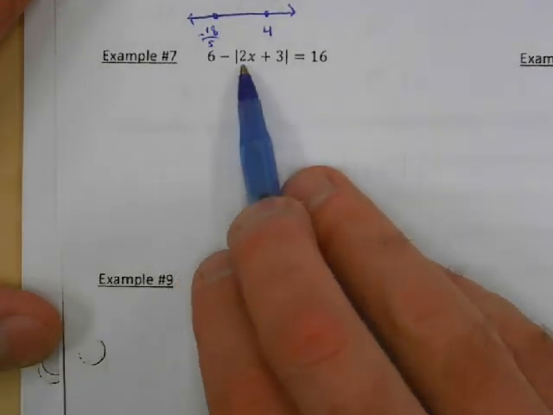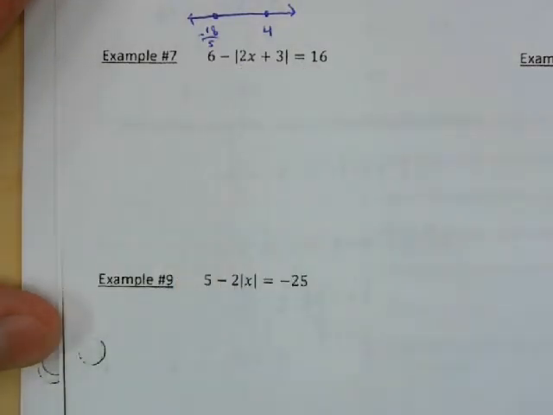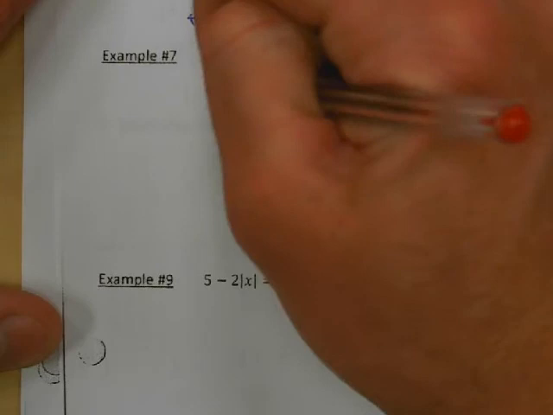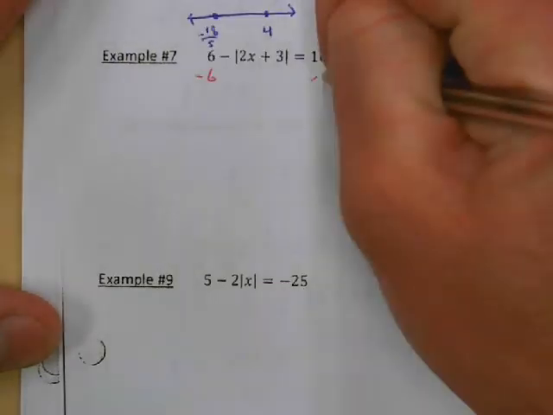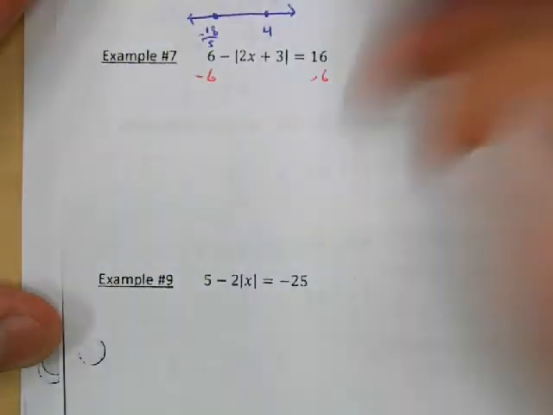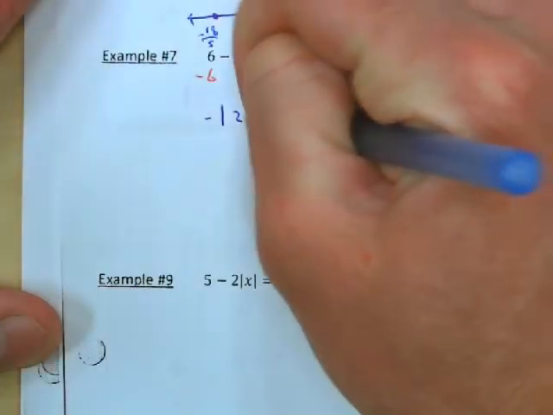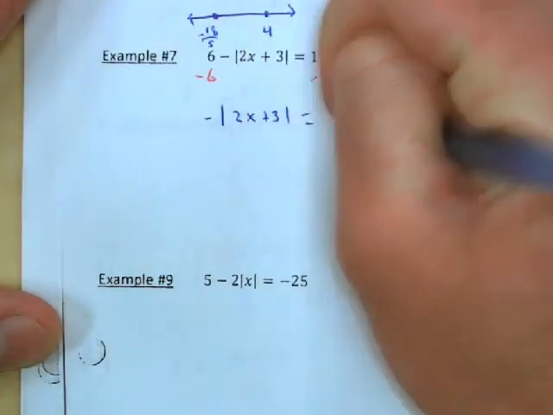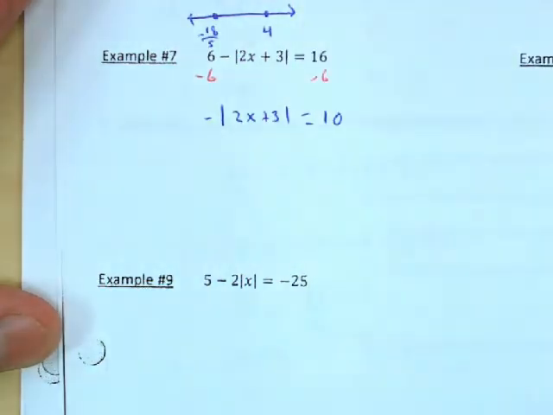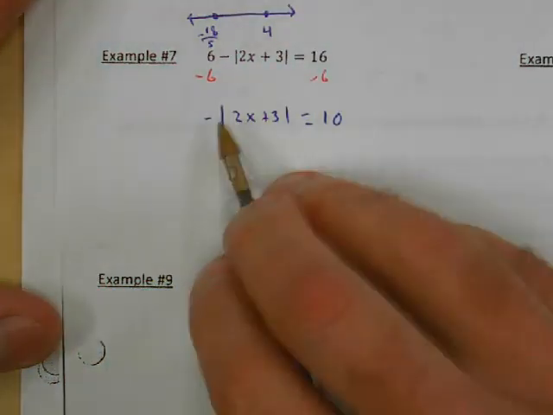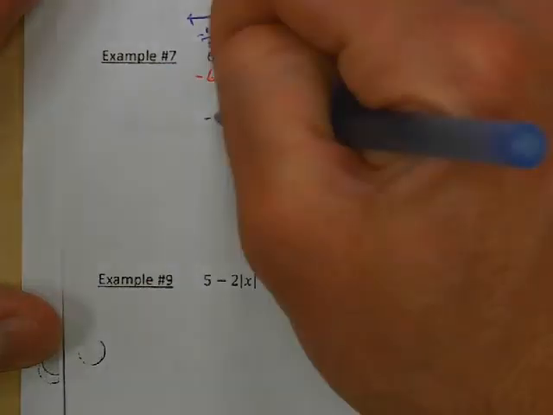Here, 6 minus the absolute value of something equals 16. So we want to get the absolute value part by itself. Let's start by subtracting 6 from both sides. And then that gives me negative the absolute value of 2x plus 3 equals 10. And then next, the negative there, if it makes you feel better, you can put negative 1.